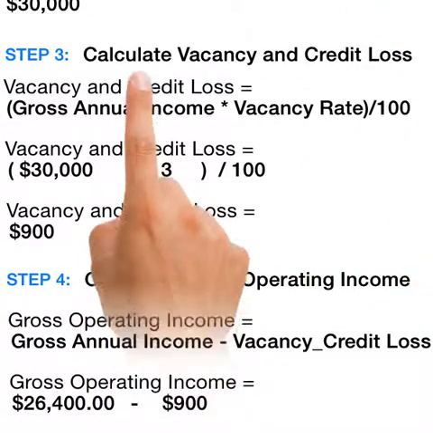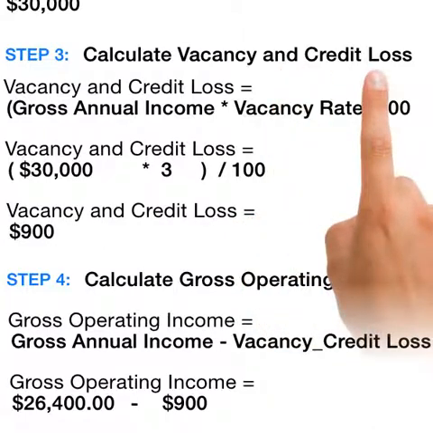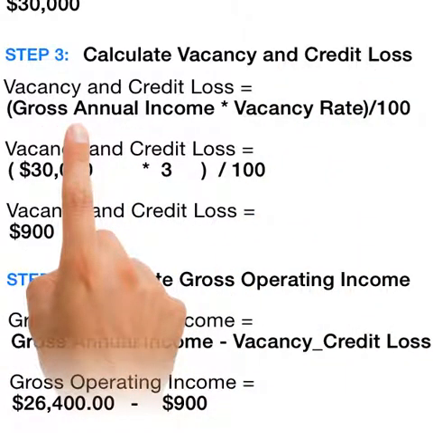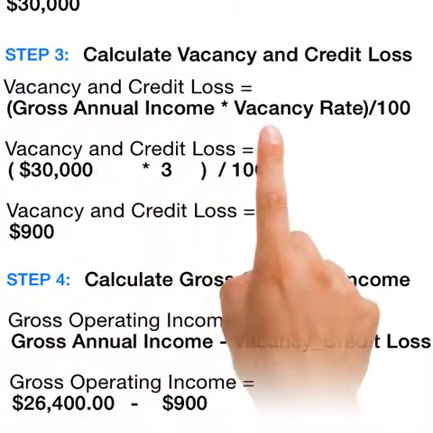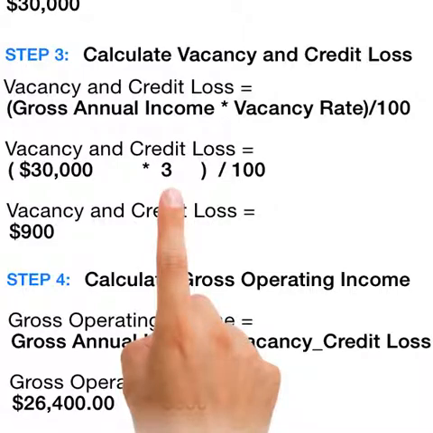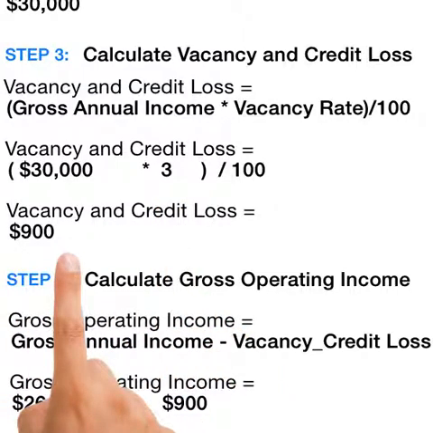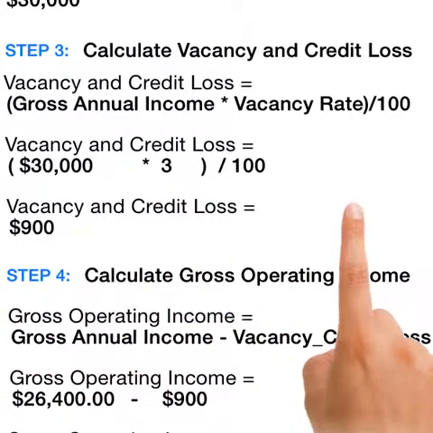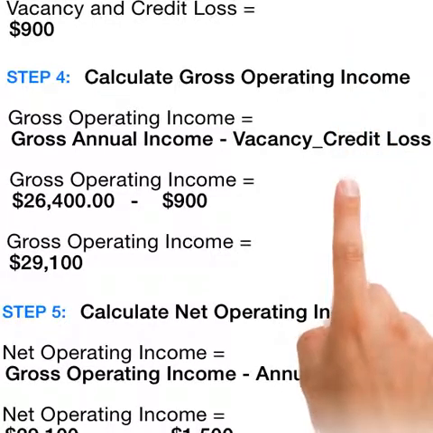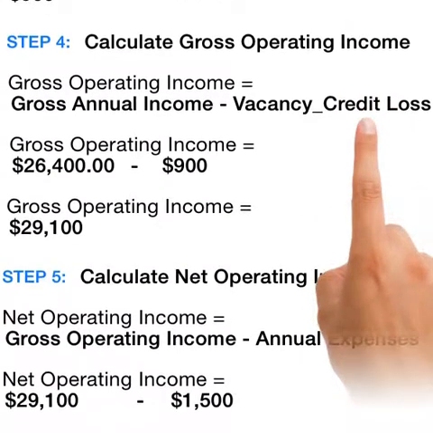Then we proceed calculating the vacancy rate and credit loss. So it is calculated by multiplying the gross annual income times the vacancy rate. 30,000 times 3%, $900 is what you expect not to be collecting in rent due to whatever reasons. Tenants are transitioning, one is moving out, the other one is moving in, or anything that life might throw at you.